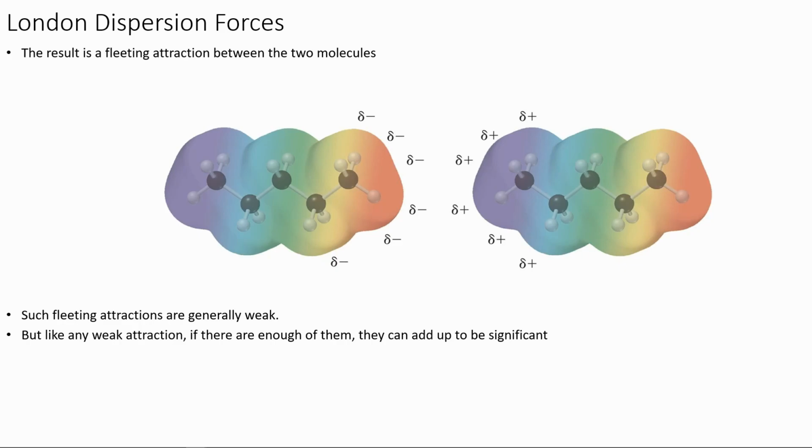This is going to be the weakest interaction of the three that we've looked at, but the more types of interactions that we have, if there are enough of them, they can add up to become a fairly significant interaction.